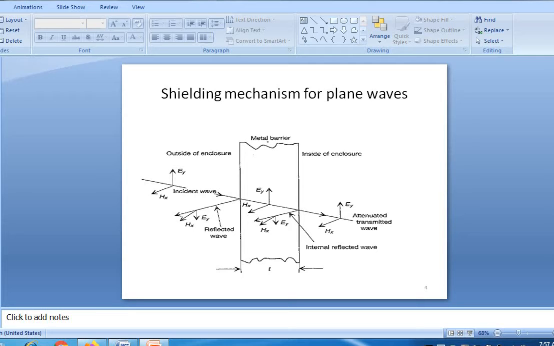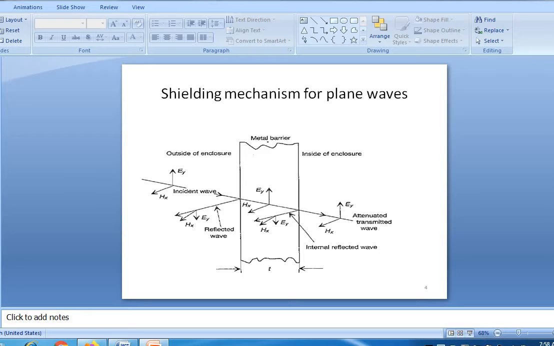Now, this is a diagram for the shielding mechanism for plane waves. We have considered a plane wave being incident on a metallic barrier, that is a shielding. This incident wave has an E as well as an H component as it is an electromagnetic wave, and the orientation of the E as well as H component is continuously changing as it propagates. So when it reaches the metallic barrier, some amount of energy is reflected. That is also shown in the diagram.